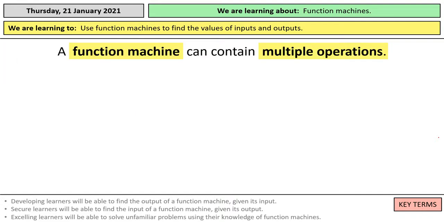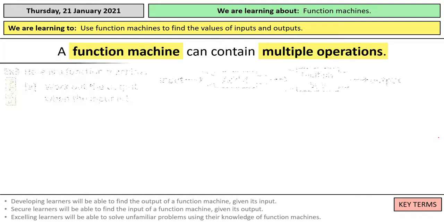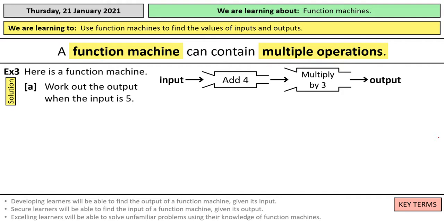Okay, now a function machine can contain multiple operations. So let's have a look at this one. Here is a function machine, and we have an input value. We then add 4 and then multiply by 3 to get our output. So if we have an input of 5, the first thing we have to do is add on 4, which gives us a value of 9. But then we have our second step, which is multiply by 3. So we multiply our previous answer by 3, which gives us an output of 27.